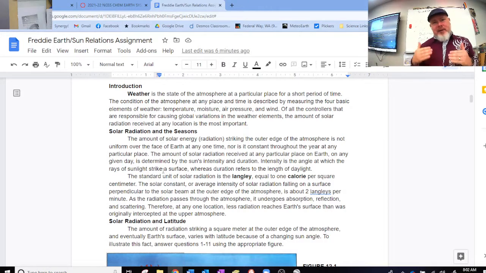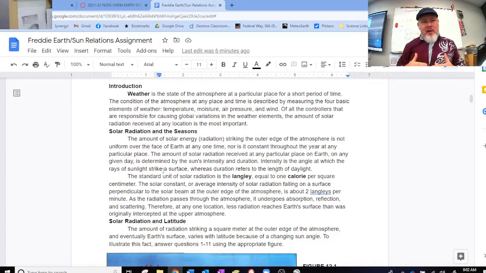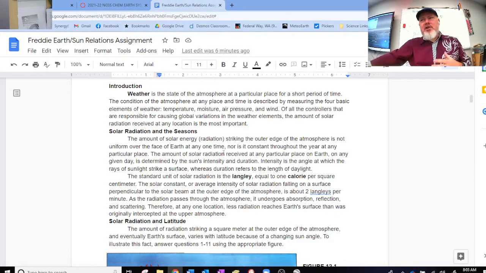Does it hit the earth directly? Does it hit it at a low angle? Does it scatter? Is it blocked by clouds? Is it blocked by our atmosphere? Is it absorbed by clouds or the atmosphere? All of these things fit into the equation as to how much sunlight actually reaches the surface of the earth. And sunlight that reaches the surface of the earth is the most important part, because the sunlight itself does very little to heat up the atmosphere.